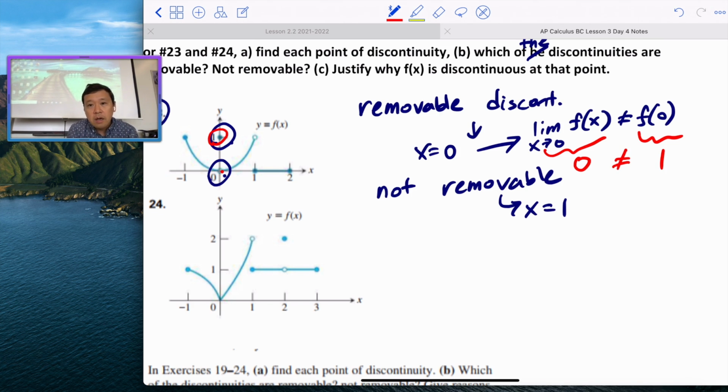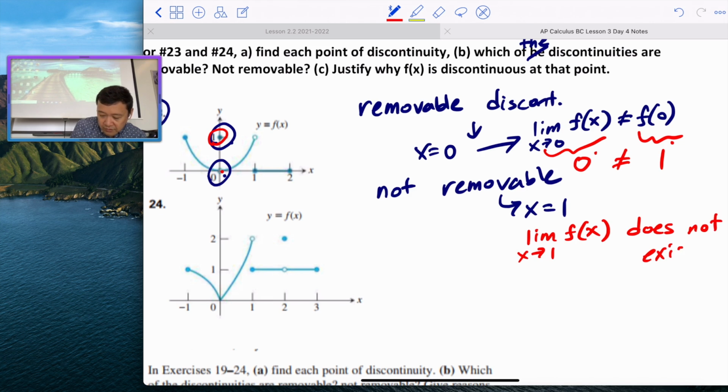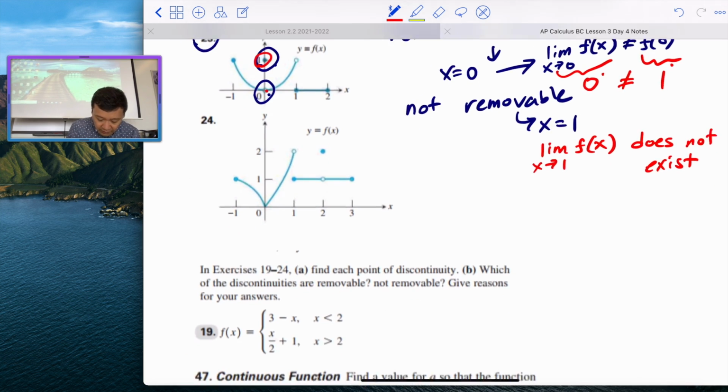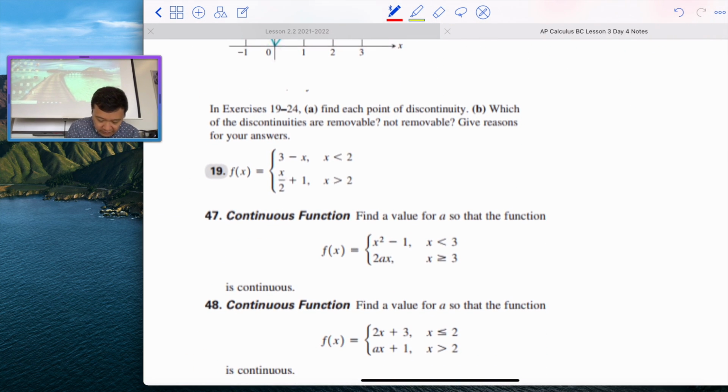For the second part, x equals 1, why is this function discontinuous at x equals 1? Because we can't even compare these two values, since the limit does not exist. And you could even stop there. That right there will be your justification for the discontinuity. You could try 24.